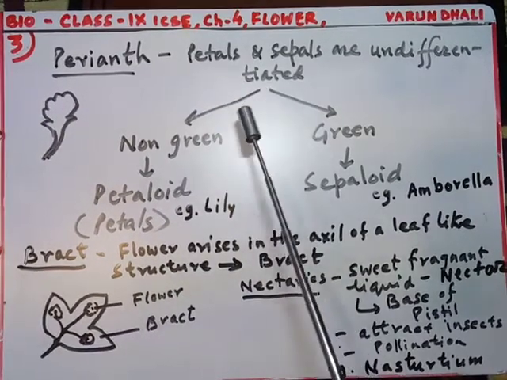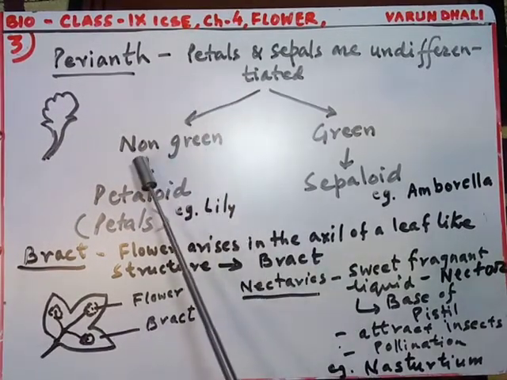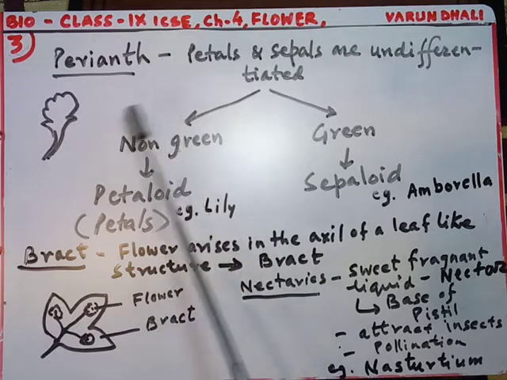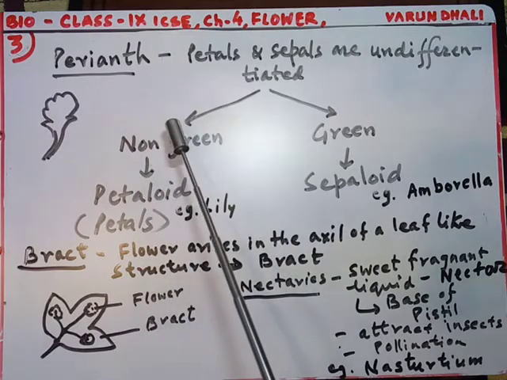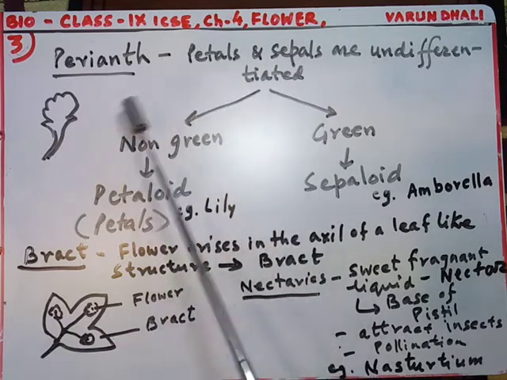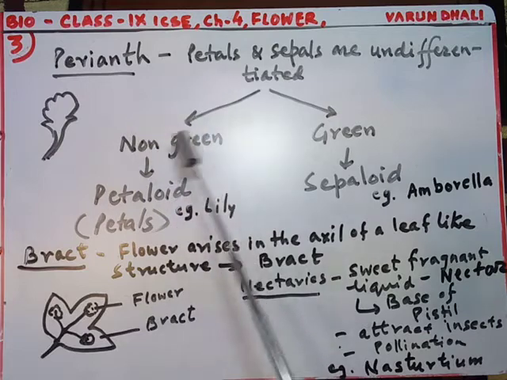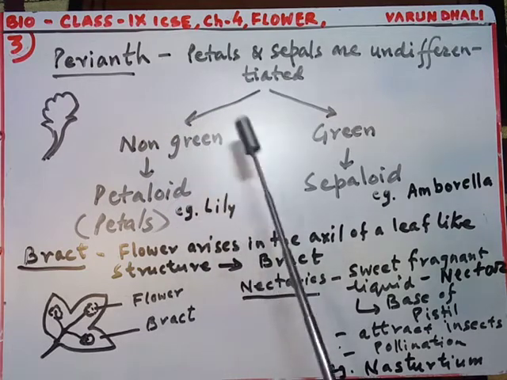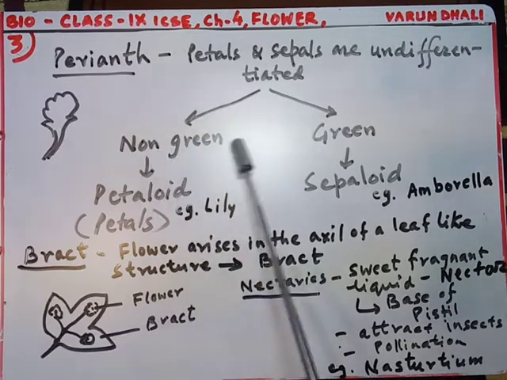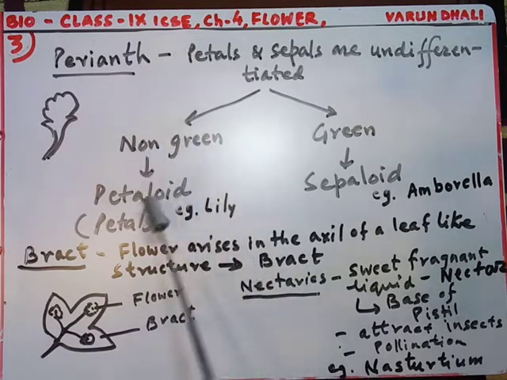There are two types of perianth. One may be a non-green part. When I say a flower in which the petal is non-green, it means that if you take a flower in which the flower as a whole is non-green, we call it petaloid.